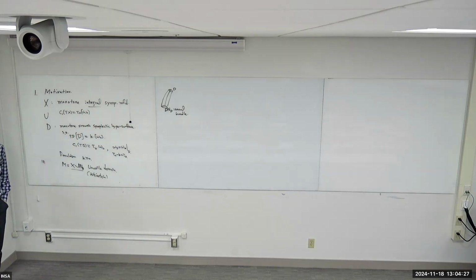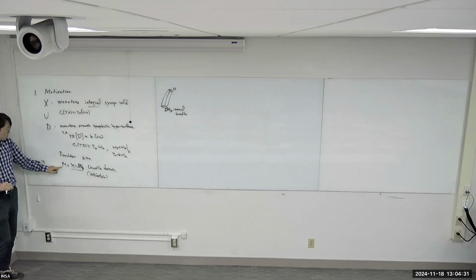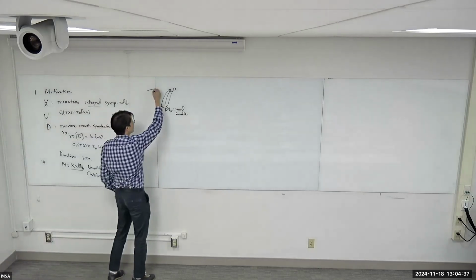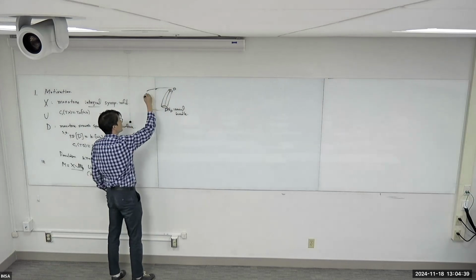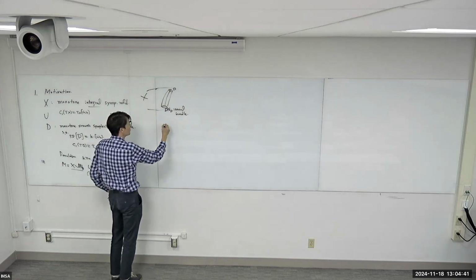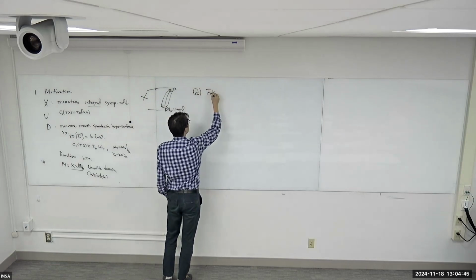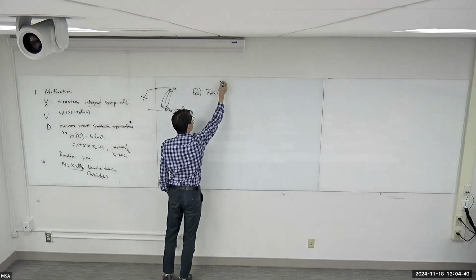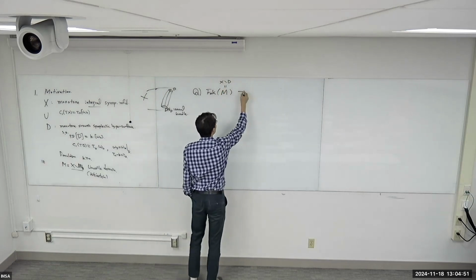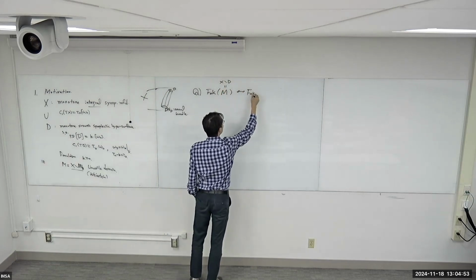And the question we are interested in is the relation between the Fukaya category of M and the Fukaya category of D. So this is the ambient space, this is the space X. So the question is the Fukaya category of M, which is X minus D.